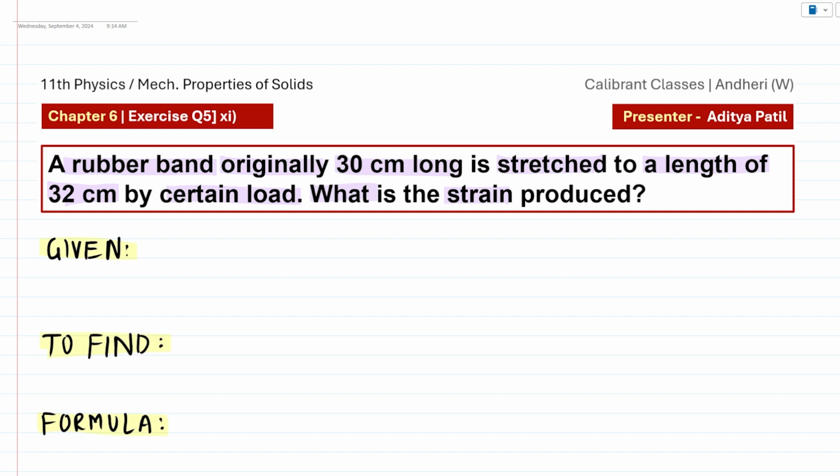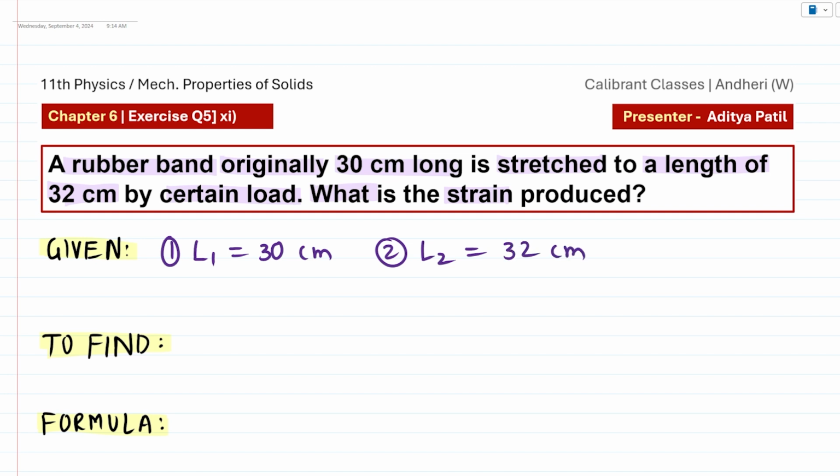So let's get started. The first quantity that's been given to us is the original length of the rubber band. Let's denote that length as L1 and this original length is 30 centimeters. फिर हमने इस rubber band को stretch किया. Now obvious है कि because we are stretching, इस rubber band का जो length है that should increase, and the new length or the increased length, let us denote it as L2, and this is said to be 32 centimeters.